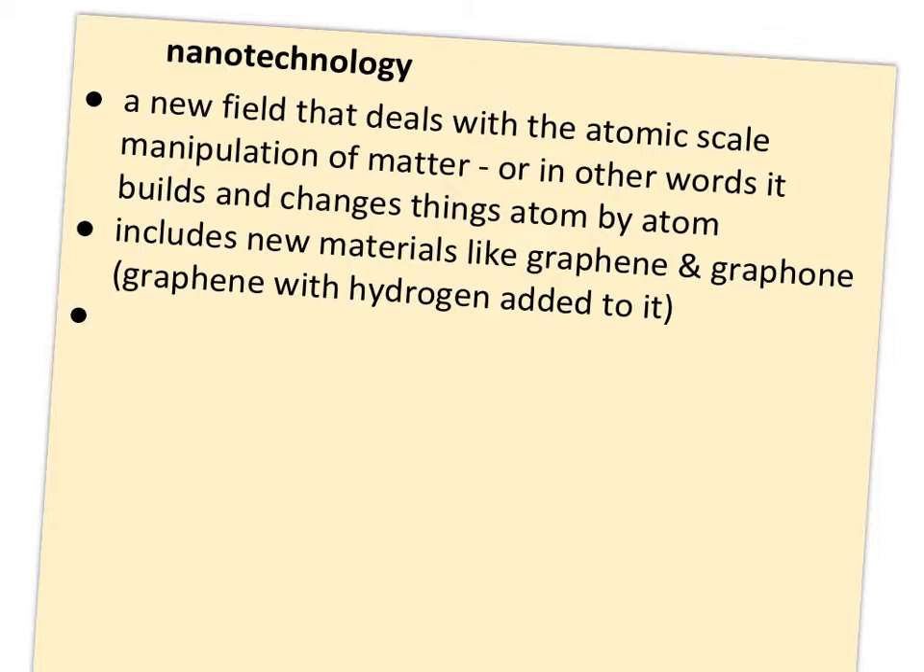And in fact, it leads into this whole new field of nanotechnology, nano meaning really small. So nanotechnology is a field that deals with atomic scale manipulation of matter. In other words, it's building and changing things atom by atom, which is what really exciting stuff is going on with this graphene and then graphone. In fact, if you've heard talk about them making your new tablet and your new phones with screens that don't break, that's graphene that they're thinking will be able to do that. So it's some really cool stuff happening in this field.